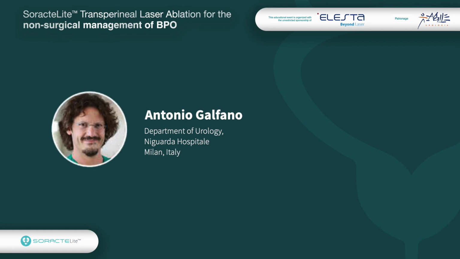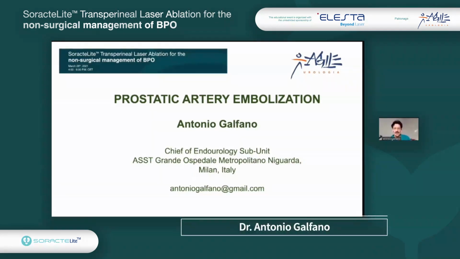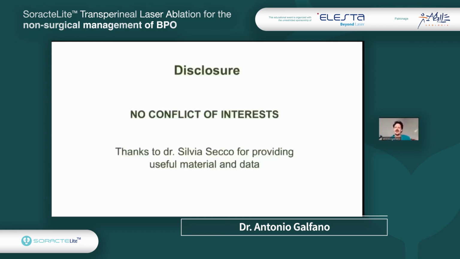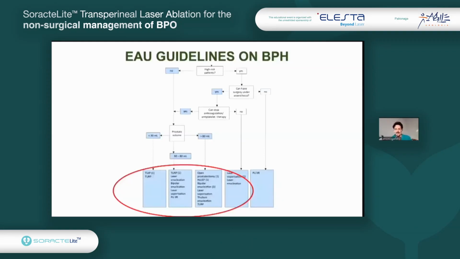So I will speak about prostatic artery embolization. It's a really particular topic, and our hospital was one of the first in Italy to start with this particular procedure. A disclosure: I have no conflicts of interest. I have only to thank Silvia Secco, who spoke before, because she provided useful material and data for this presentation. I won't tease you, I'm the last one, or almost the last one, to speak about this topic. I won't tease you about the standard surgical treatment for BPH.